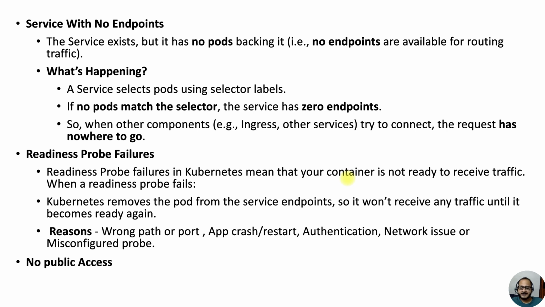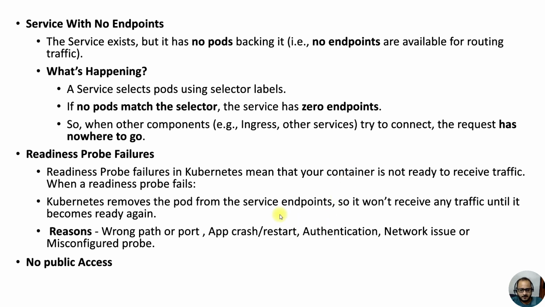Another is no public access. What does it mean? The service type has not been configured correctly. Maybe you want to access your application from the internet and you have configured the service type as ClusterIP instead of LoadBalancer. In that case, you cannot access your application from the public URL. So we are going to cover all the four issues which we have discussed as part of this slide.